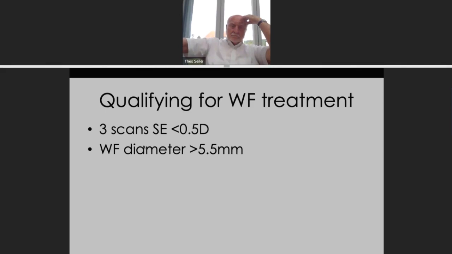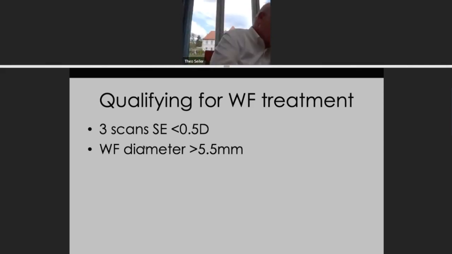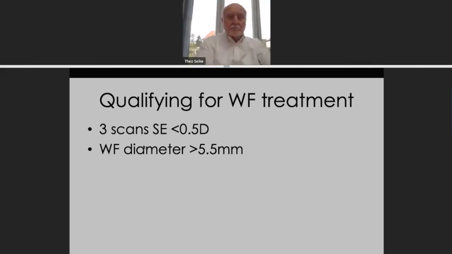We're looking for 3 wavefront scans within half a spectacle unit of each other in terms of the spherical equivalent refraction, the auto refraction, if you like, from the wavefront scanner. So we're looking to pick out patients who are accommodating while they're having the scans. There are some of those, and for those patients, your optometrist will show you their manifest refraction spherical equivalent is much less, and they won't be suitable for wavefront treatment.